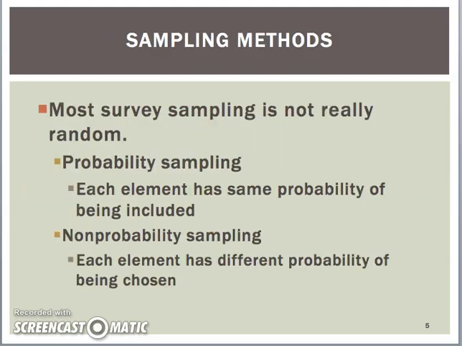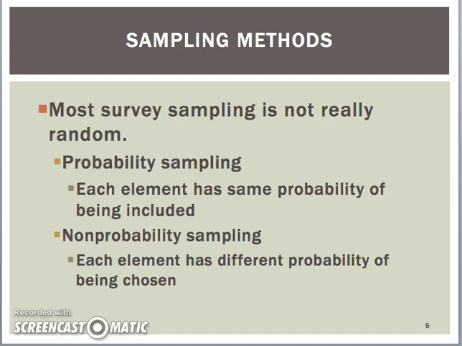Okay, so let's go on to talking about sampling methods. Most survey sampling is not really random. We either use probability sampling or we use non-probability sampling. True random sampling is very difficult to do when your population is very, very large, which is often the case when we use surveys that are trying to sample from a large, diverse, possibly really spread out population. We can't really use true random sampling. So we use probability sampling or non-probability sampling.